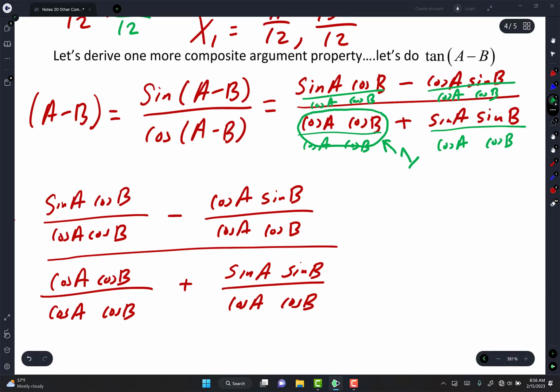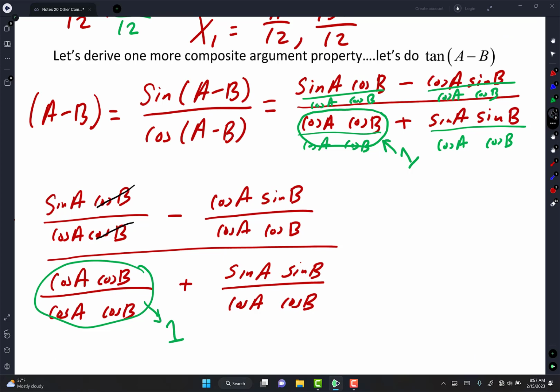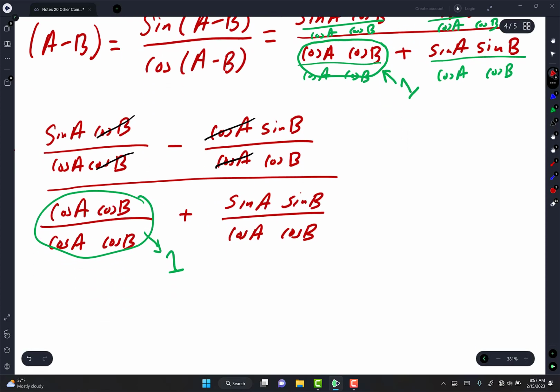I know that this is going to turn to a 1. That's going to turn to a 1. I see cosine B in the top, cosine B in the bottom, in the upper left-hand term. Those cancel out. I see cosine A in the upper right-hand, cosine A. Those cancel out. In the bottom right, actually none of them cancel. So here's what I have, finally.